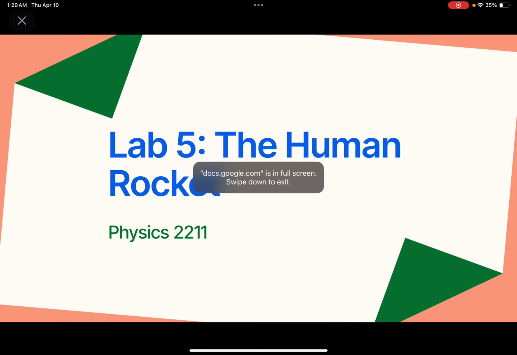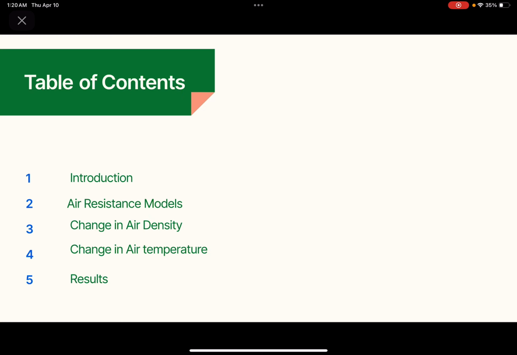Hi, my name is Julia, and here I'm going to talk about Lab 5, the human rocket, for Physics 2211. The table of contents here is the introduction, then we're going to talk about air resistance models, then the change in air density, and the change in air temperature, and then our results.